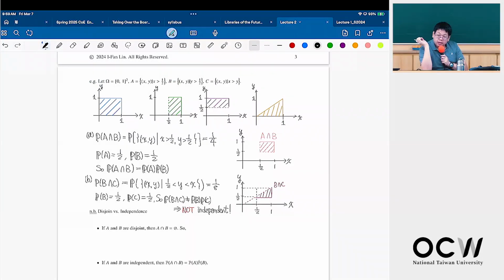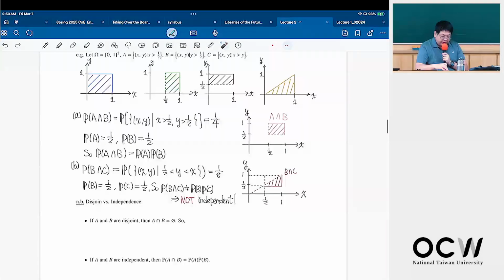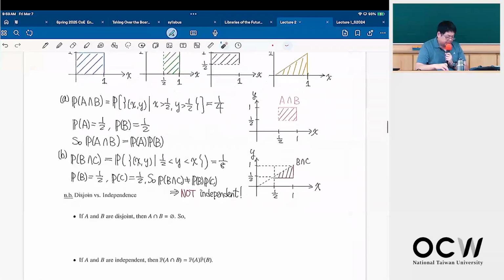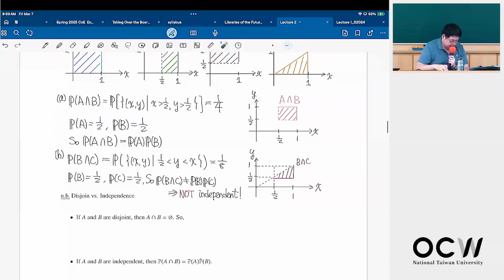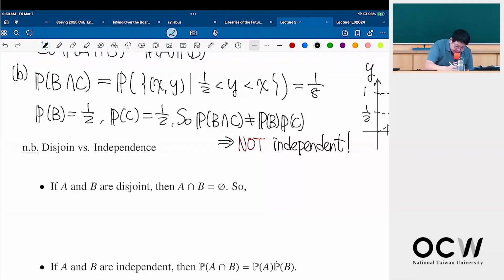Let's talk about the disjoint and also independence. Let's compare these two, and then we can take a break. For the disjoint and independence, we say A and B are disjoint. What does that mean? The two events, A intersect B, will be an empty set. So it is empty set. The probability of A intersect B will be the probability of an empty set. For an empty set, the probability is 0.